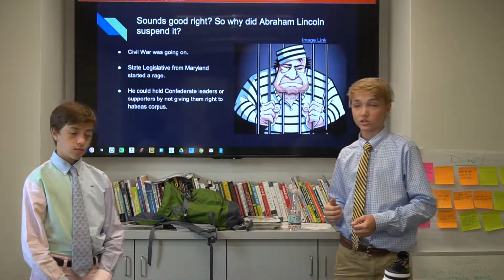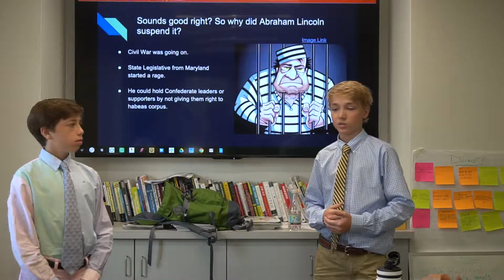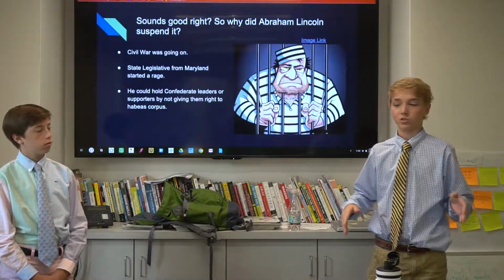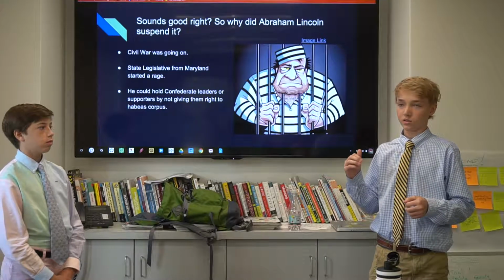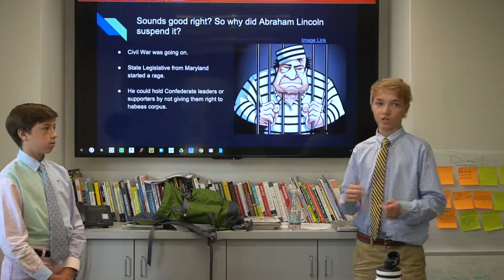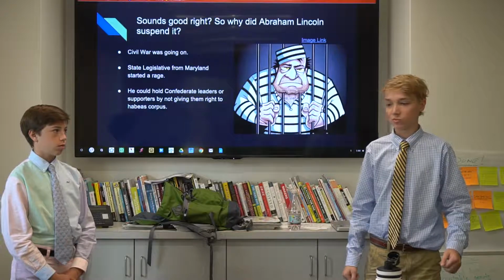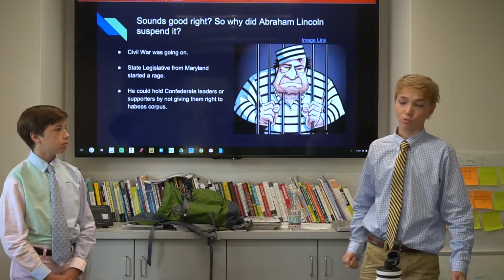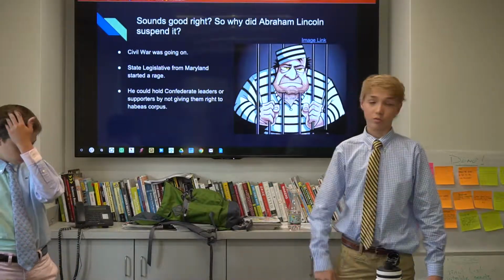A state legislator from Maryland was arrested, and his attorney asked for a writ of habeas corpus, and then Abraham Lincoln just said, no, you're just getting locked up. And so by this he could hold Confederate leaders and supporters and not give them the right to habeas corpus.